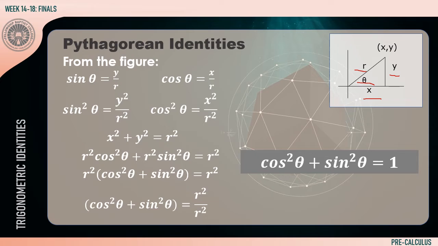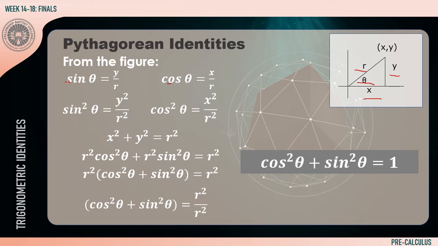Okay, we have the values of sine and cosine of a certain angle theta. If we square both sides of the equation, for sine we have sine squared theta, squaring y over r, so that is y squared over r squared. Same with cosine theta, we have cosine squared theta equals x squared all over r squared.